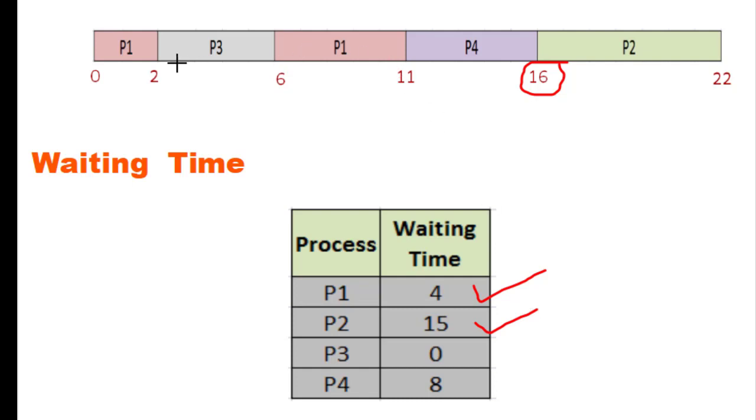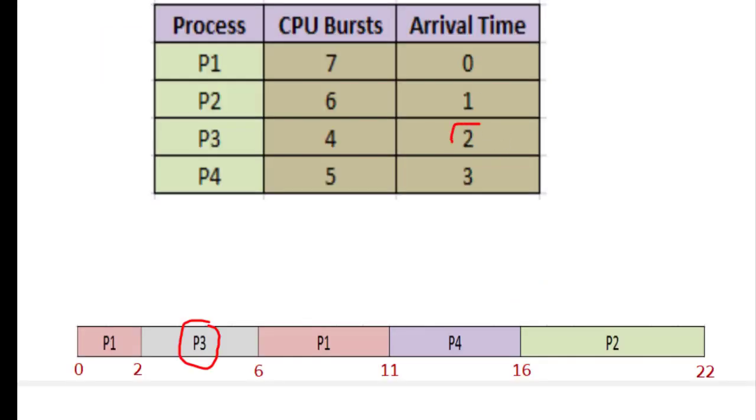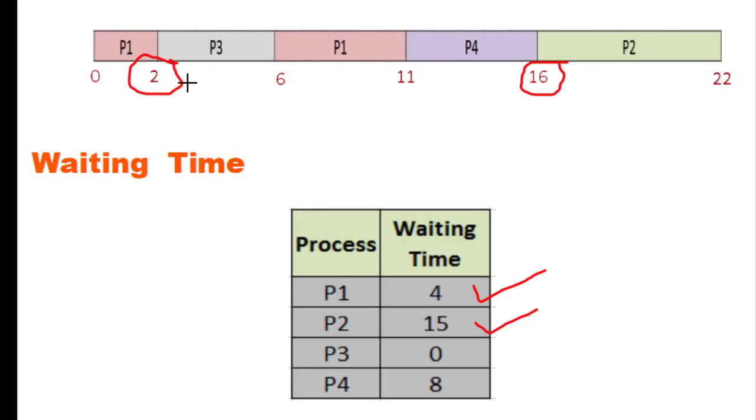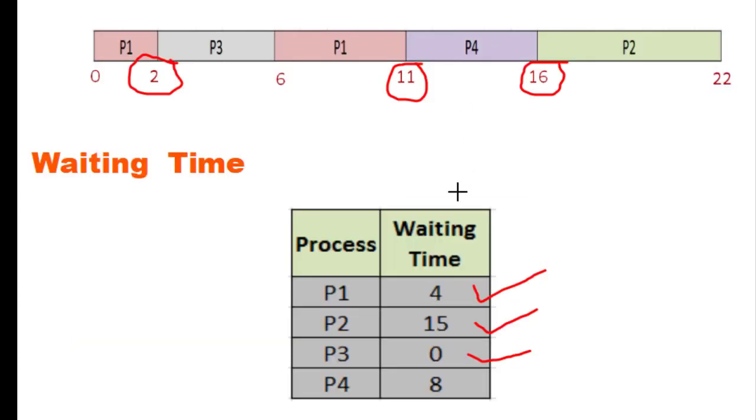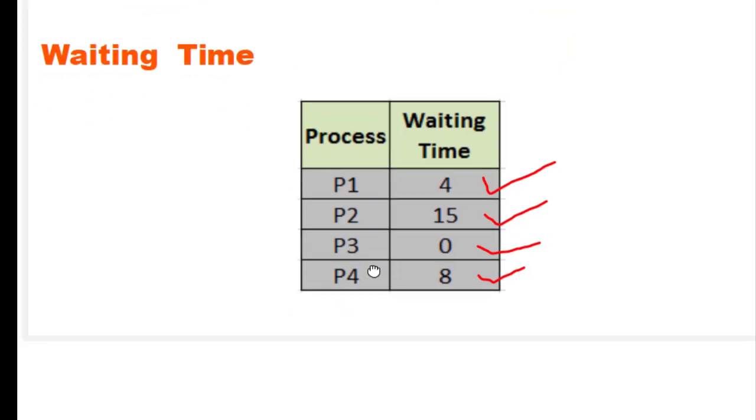Then with respect to P3, it starts at 2, but 2 is the arrival time, so we subtract it, 2 minus 2 is 0, and that's why we get 0. Similarly for P4, it is 11, but the arrival time is 3, so we subtract 11 minus 3, that is 8. So these are the 4 individual waiting times for the processes.